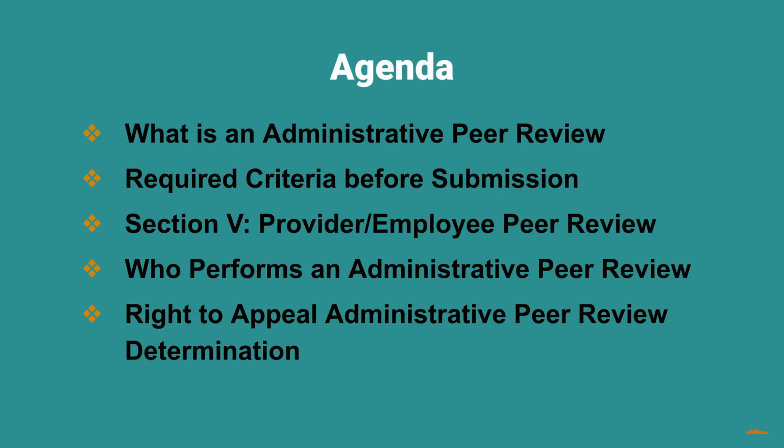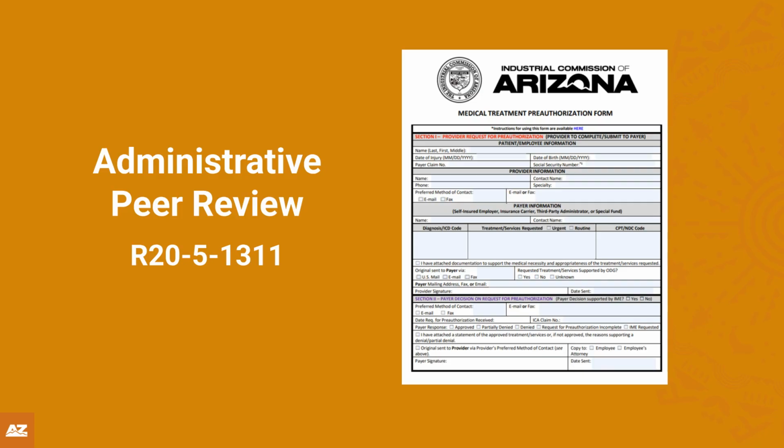In this training video, the Medical Resource Office will discuss the administrative peer review process. The agenda will cover: what is an administrative peer review, required criteria that must be met before submission to the Medical Resource Office, how to complete Section 5, provider or employee request for administrative peer review, and the right to appeal the administrative peer review determination. What is an administrative peer review?